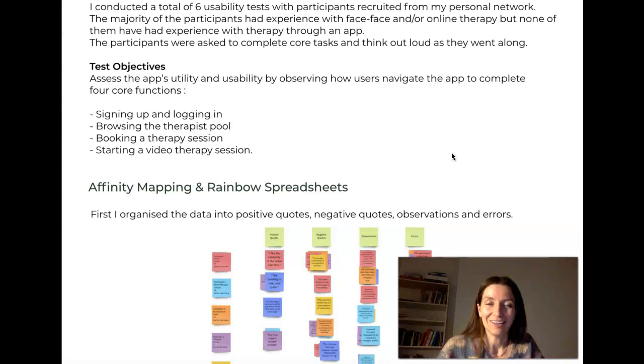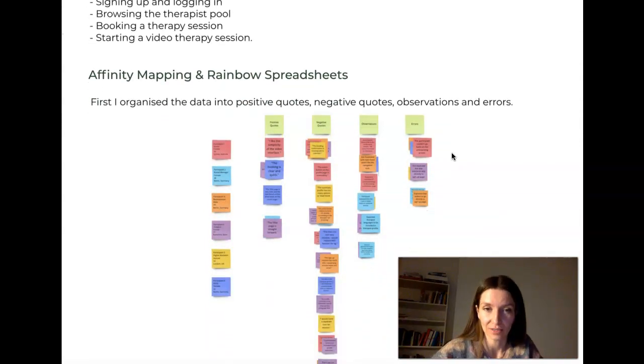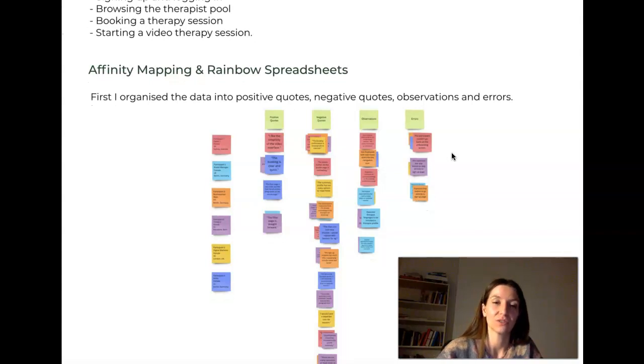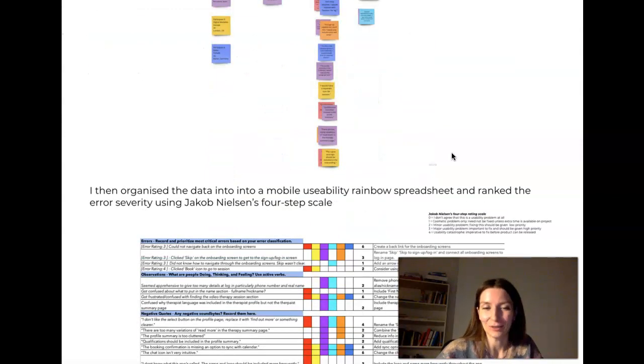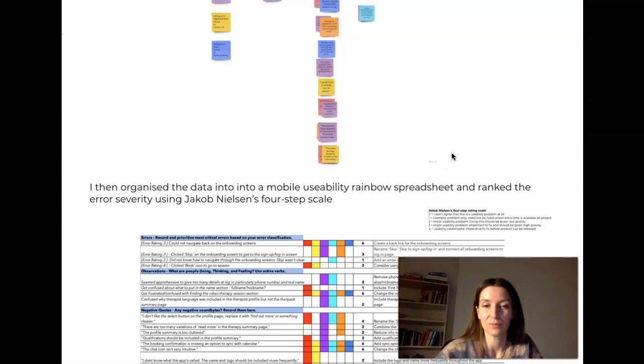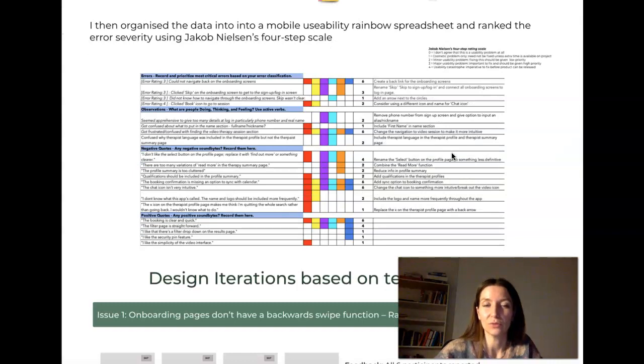So I gathered all the data from these extremely useful user tests, and from that I organised the data into positive quotes, negative quotes, observations, and errors through affinity mapping. And then from that I could organise my data into a mobile usability rainbow spreadsheet, and then rank the severity of errors using Jakob Nielsen's 4-step scale. And this was extremely useful in order to be able to prioritise and determine what are real issues and what are just aesthetic blips, for instance.